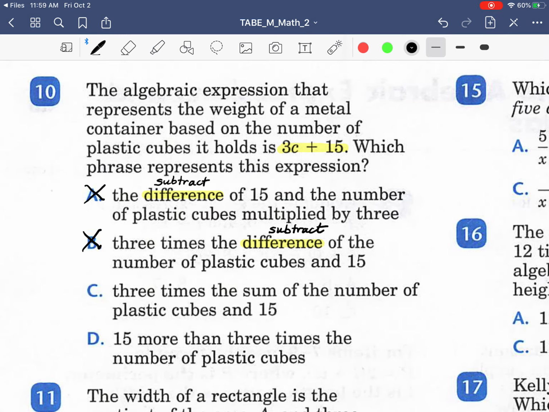3 times the sum of the number of plastic cubes and 15. Well, we're not multiplying the whole thing. That is not what we're saying at all. 15 more than. There's the one I'm looking for. Add 15 to 3 times the number of plastic cubes. So the one that you want is D. We have to add that 15.